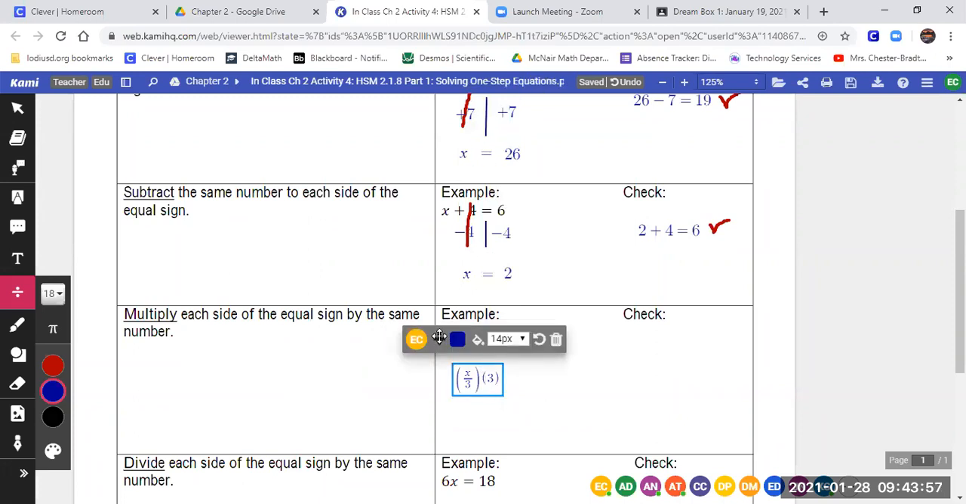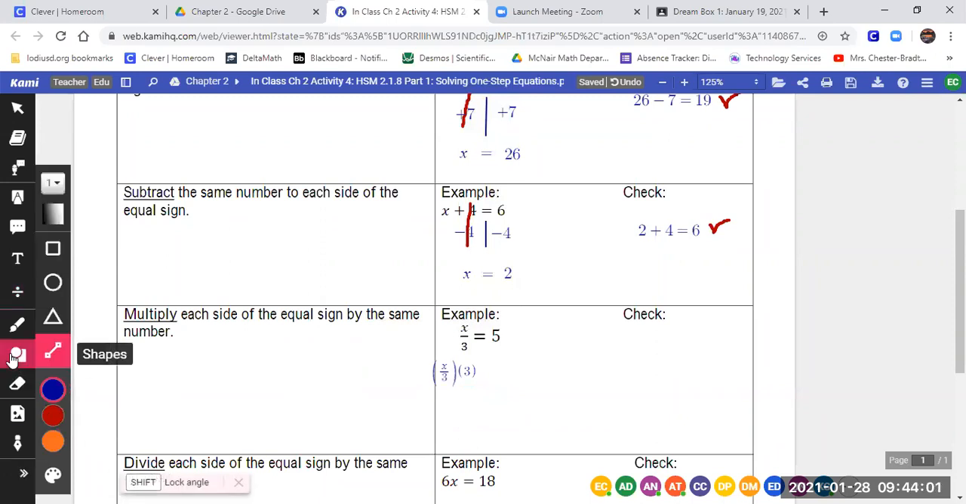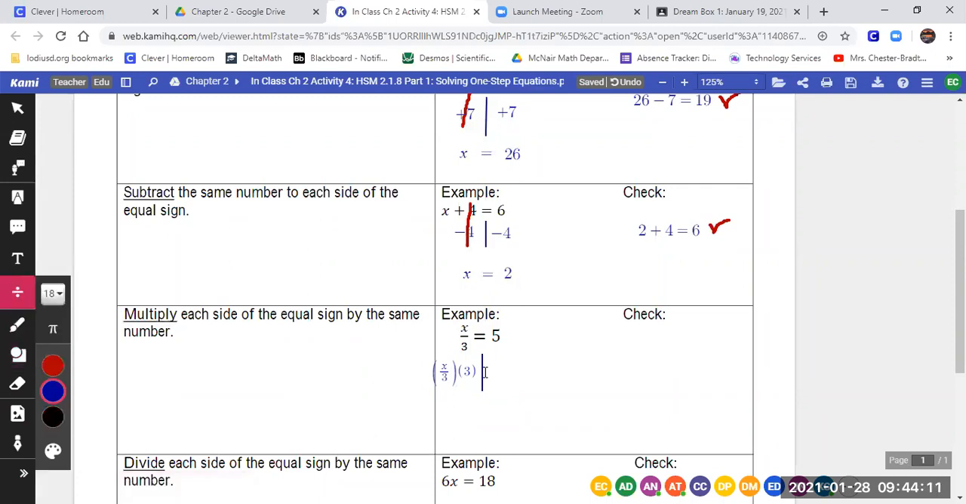Okay, we move this guy over so we can put our fence. Whatever we do to the left side, we have to do to the right. We multiplied on the left, so we have to multiply on the right. So the right side's now going to say 5 times 3. I'm going to change its size so it matches its buddy on the other side, though.